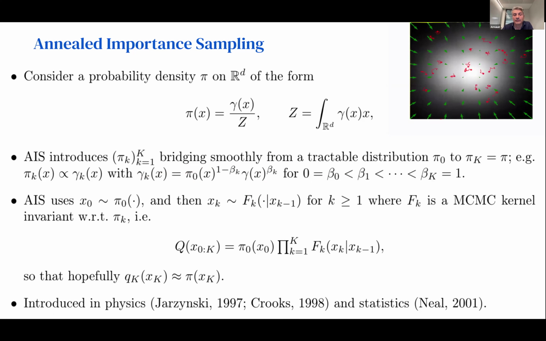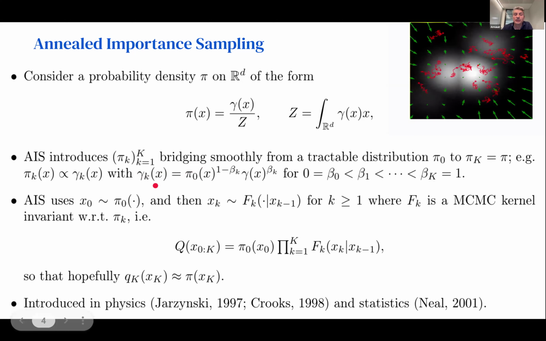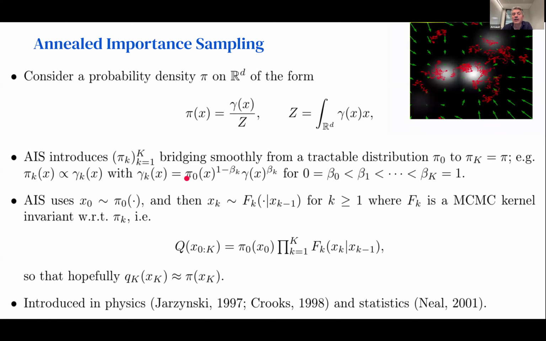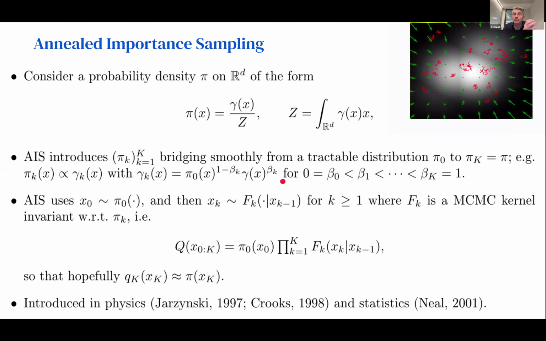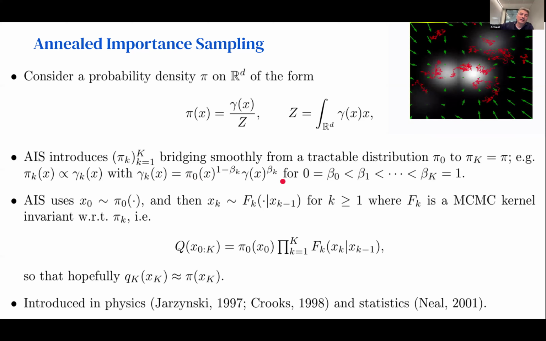Think of that in the Bayesian context: pi naught could be the prior, which is easy to sample, and gamma would correspond to the likelihood. When you combine those terms, you move from the prior and gradually introduce the likelihood term, so as to sample at iteration capital K from the posterior distribution of interest. So, a very, very standard construction.